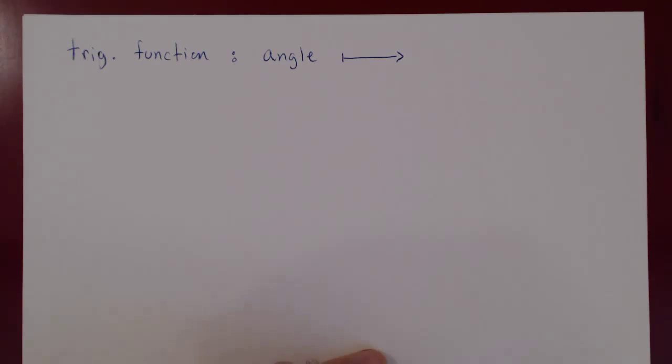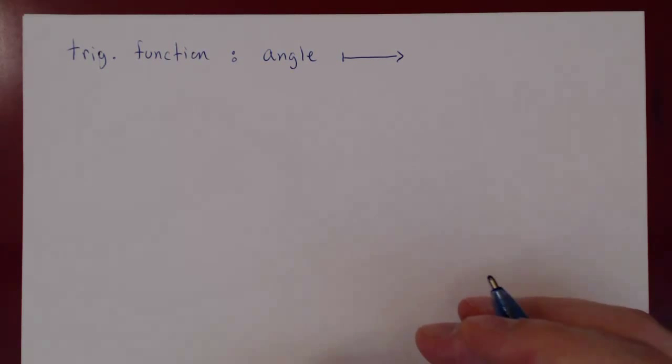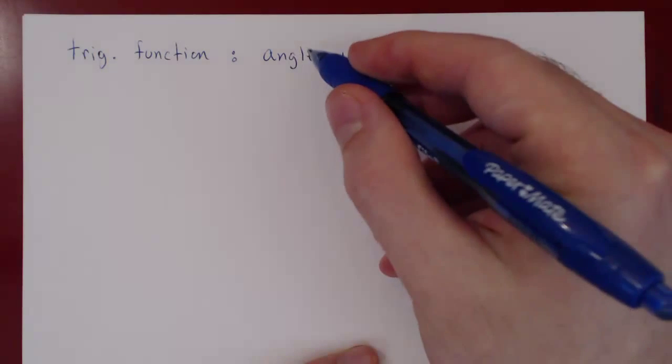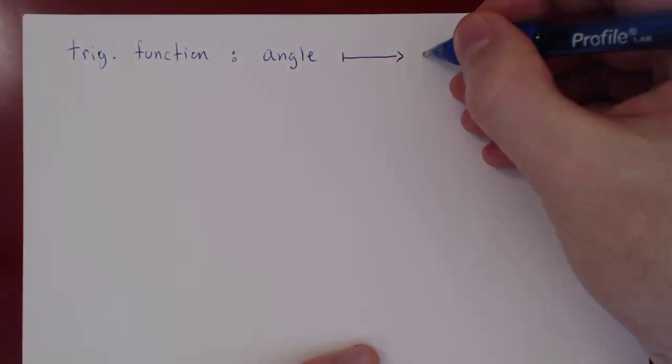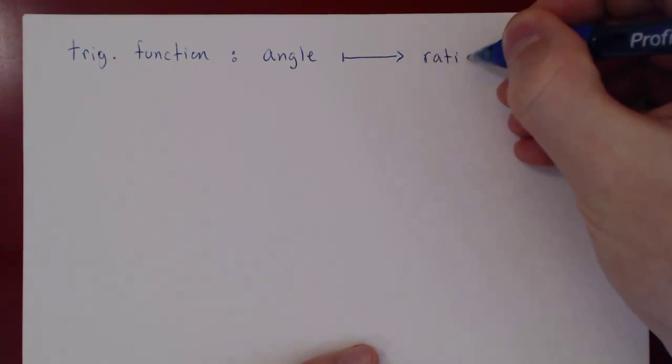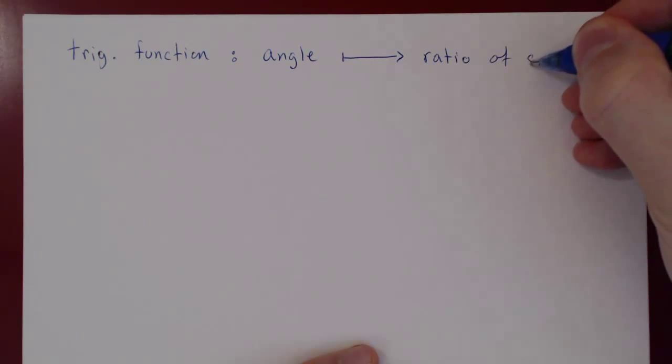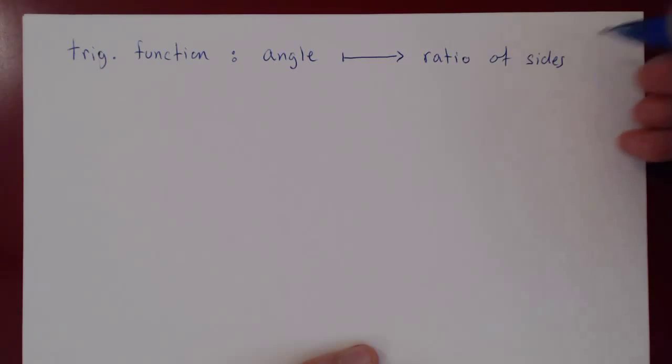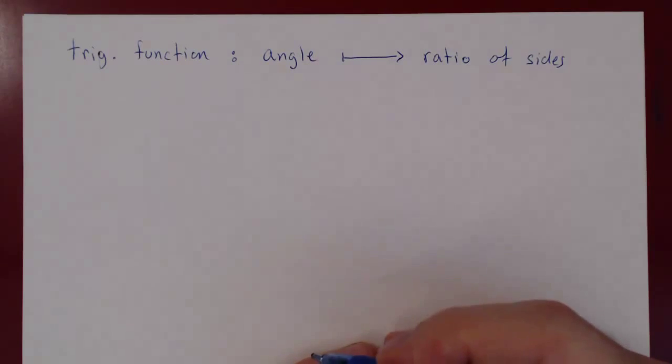And what does it give you? Well, if you think of sine of x, that would be the opposite over the hypotenuse. Cosine of x would be the adjacent over the hypotenuse. Tangent of x would be the opposite over the adjacent. So a trigonometric function takes an angle and returns a ratio of sides. The sides being of a right triangle.